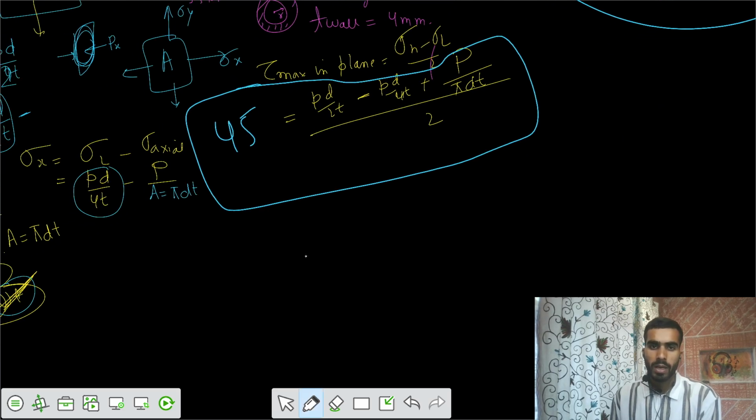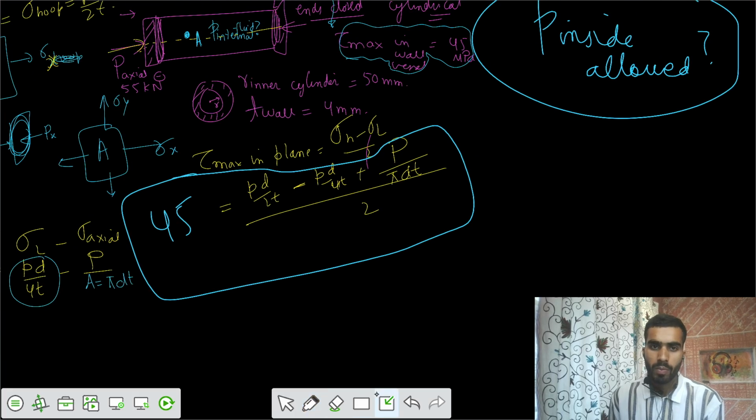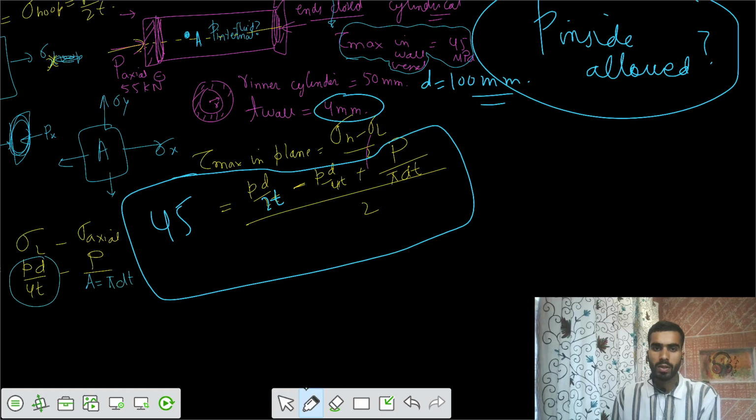If I know the other values, we know the value of D is 100 millimeter. I know the thickness is 4, and I know the value of capital P also. I know all the other data, so I can get the pressure small p.